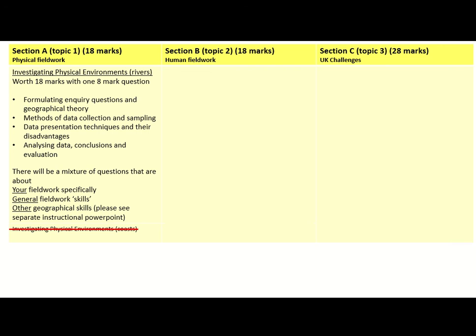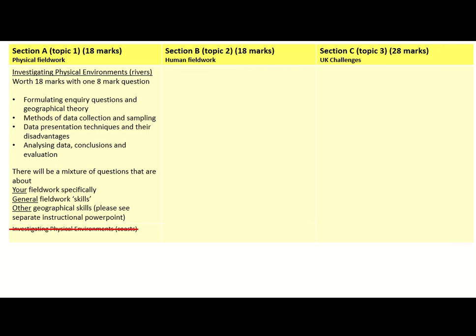But it will also ask you some questions about general fieldwork skills. So with regards to maybe data presentation, you may not have used a scatter graph, but it might show you a scatter graph and say, what's the disadvantage of this? So you need to be aware of all the different types of presentation method, even if you haven't used them for your fieldwork. And it might also ask you about other geographical skills, things like annotating photographs. But again, there is another PowerPoint, lucky you, in these revision PowerPoint sessions, which looks at geographical skills, including map skills, graphical skills, and numerical skills, to name just three.